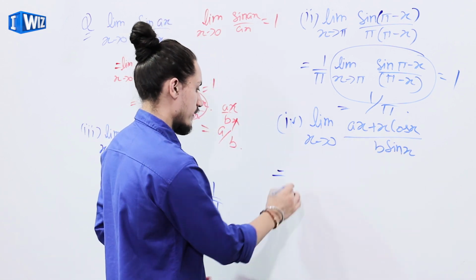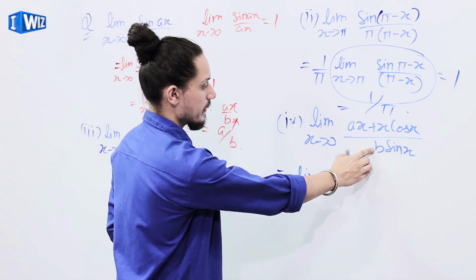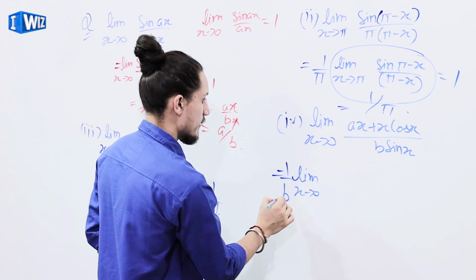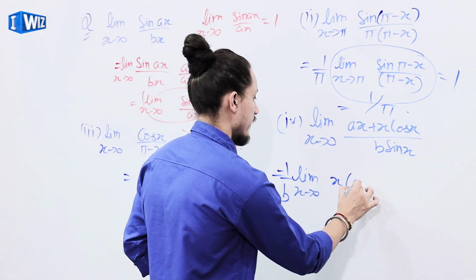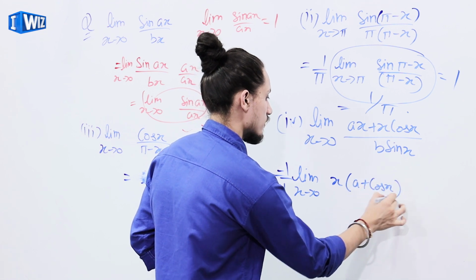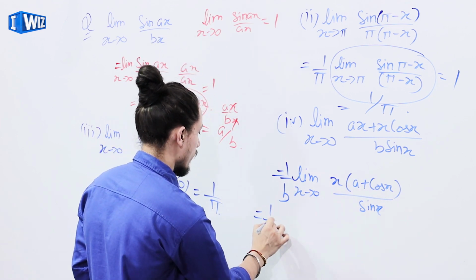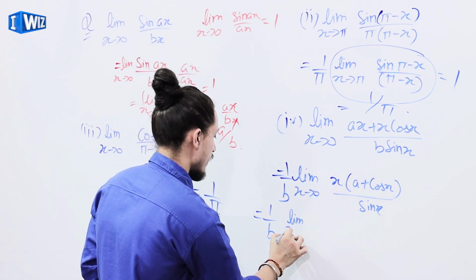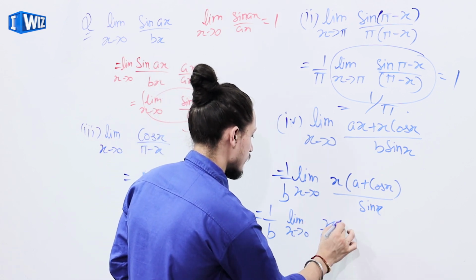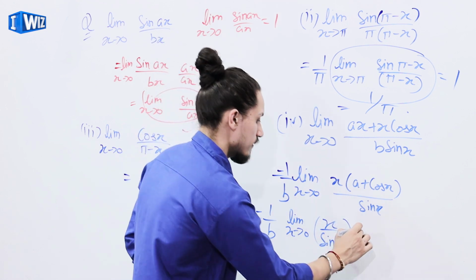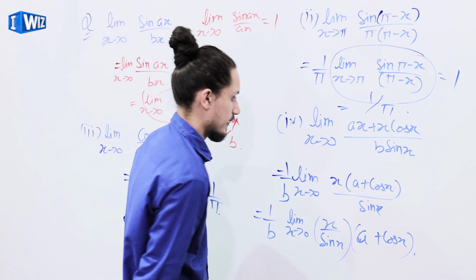So I can write it as limit x approaches 0, b constant है बाहर आ गया, 1 upon b into. इन दोनों terms में क्या है? x common है. So x into (a + cos x) upon sin x, which is equal to 1 upon b limit x approaches 0 x upon sin x. इन दोनों को अलग से लिख लिया, into a + cos x, इनको अलग से लिख लिया.